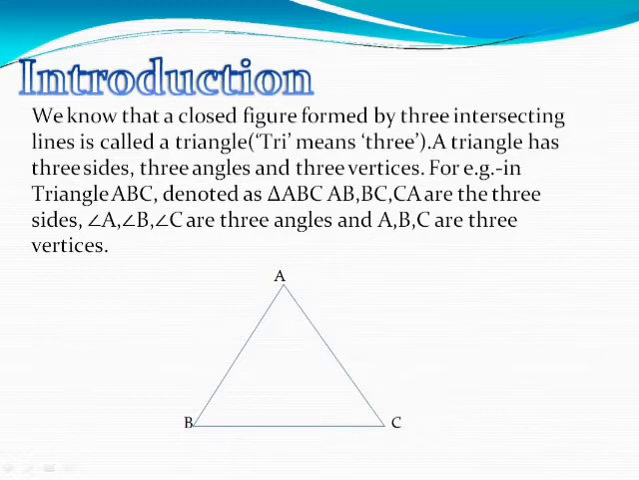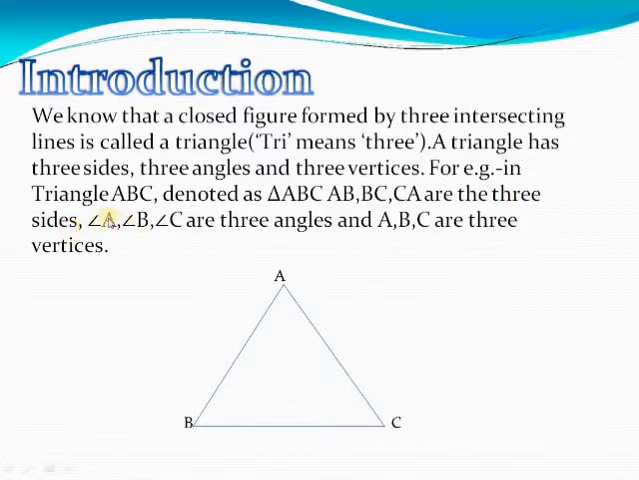Because, you know, tri means three. So when three straight lines intersect and form a closed figure, that kind of figure is called a triangle. And in this triangle what you need to observe is it has got three sides, three angles and three vertices. Now for example, in triangle ABC, we have AB, BC and CA. So AB is this side, BC is this one and CA is this one. So they are the three sides.